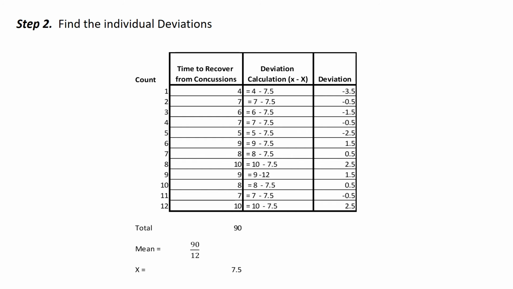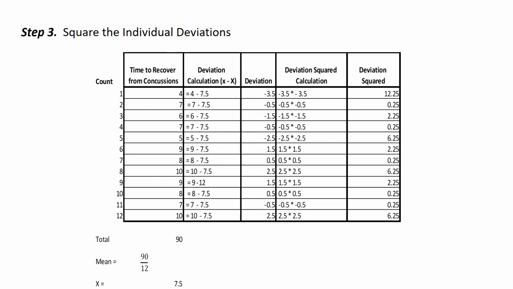I find a deviation for each individual. First one's 4 minus 7.5. That's my individual minus my mean. Second one, 7 minus 7.5. And you did the calculation on the right. 4 minus 7.5 for the first one is negative 3.5. 7 minus 7.5 is negative 0.5. Then go to the next step.